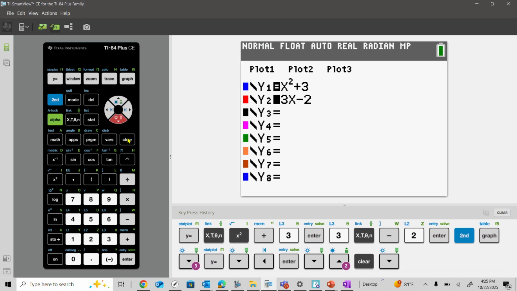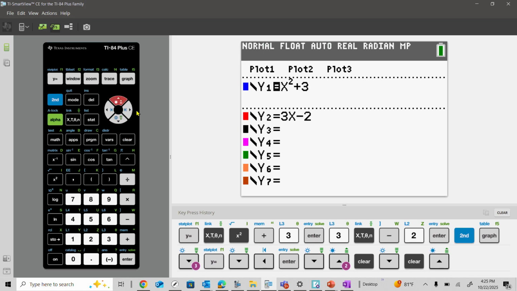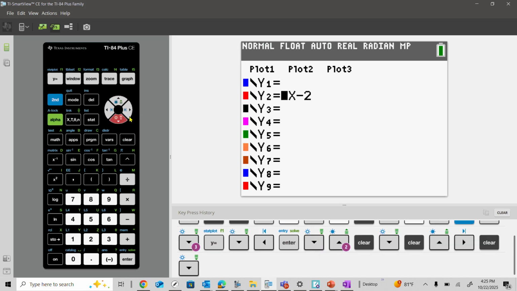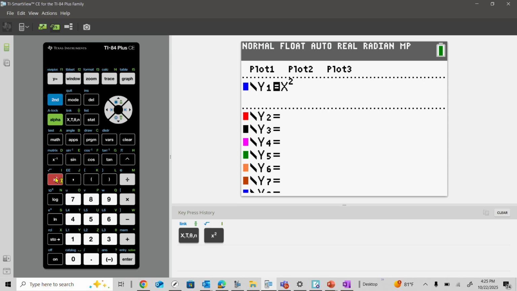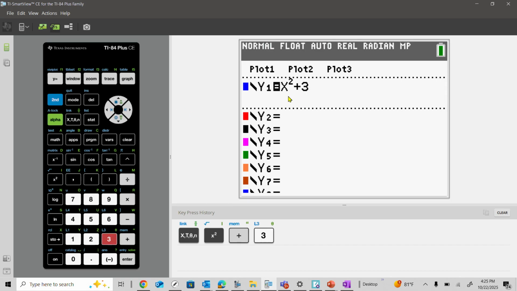Actually, let me just clear them all. All right, so I'm going to clear this out as well so you can see mine. This is just a reminder of what buttons I pushed down here. So we had g sub x, which is x squared. So remember, the x is next to the alpha button right here where it says the x, t, theta, n. So we push that. X squared is over here by the 7, x squared. And then we have plus 3. And to look at the values of this function or this equation, you have to hit second graph.